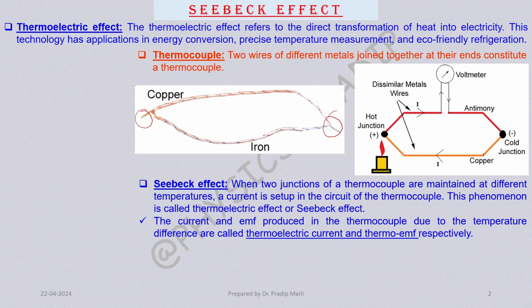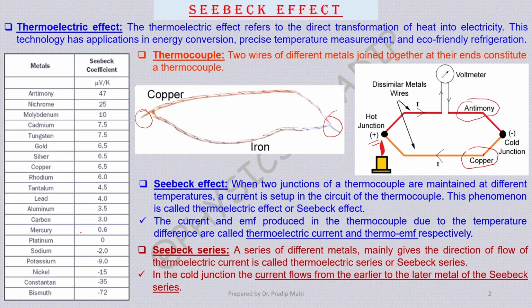Here two dissimilar metals, that is antimony and copper, are connected at their two ends, and one end is at higher temperature, that is the hot junction, and another end is at lower temperature, that is the cold junction. There is a current in the circuit, and this current is called thermoelectric current, and the EMF produced in the circuit is called the thermo EMF.